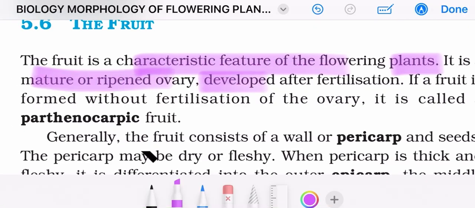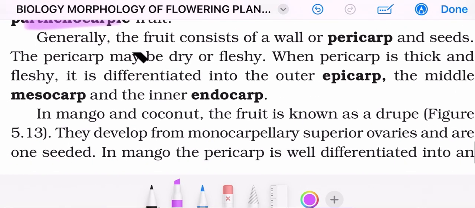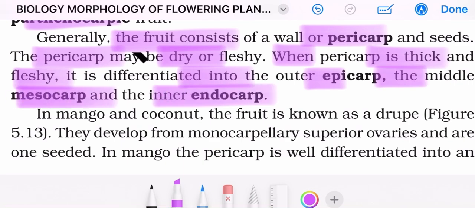It is a mature or ripened ovary developed after fertilization. If a fruit is formed without fertilization, it is called parthenocarpic fruit. Generally, the fruit consists of a wall or pericarp and seed. The pericarp may be dry or fleshy. When the pericarp is thick and fleshy, it is differentiated into outer epicarp, middle mesocarp, and inner endocarp.